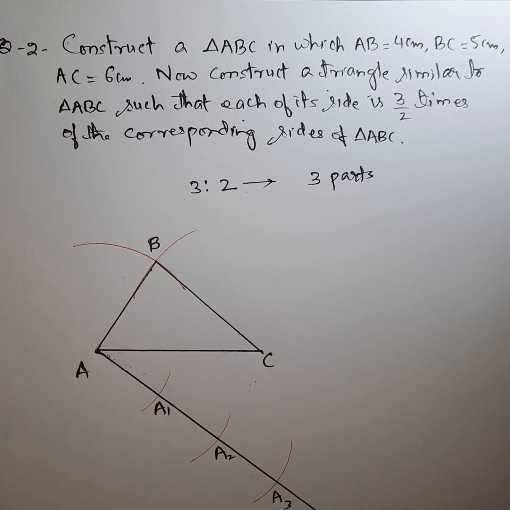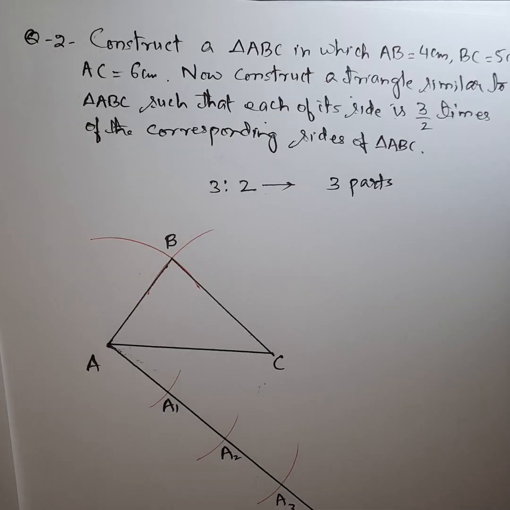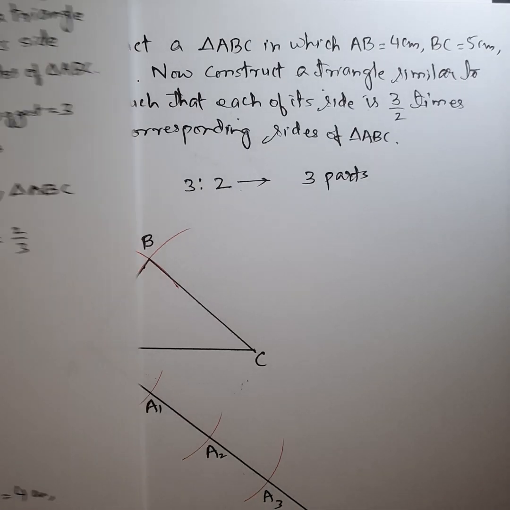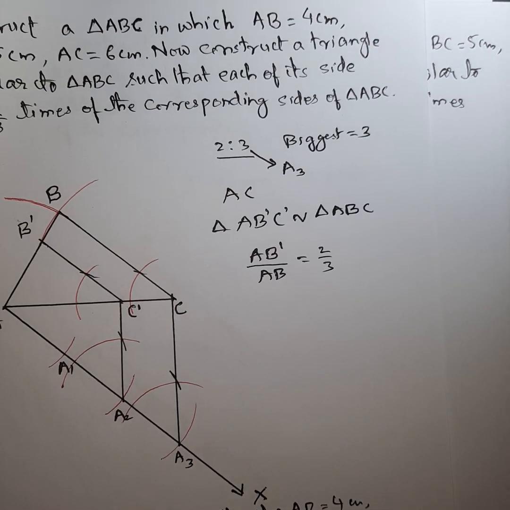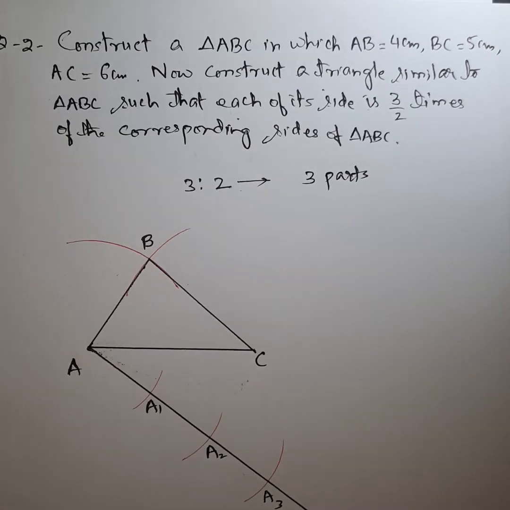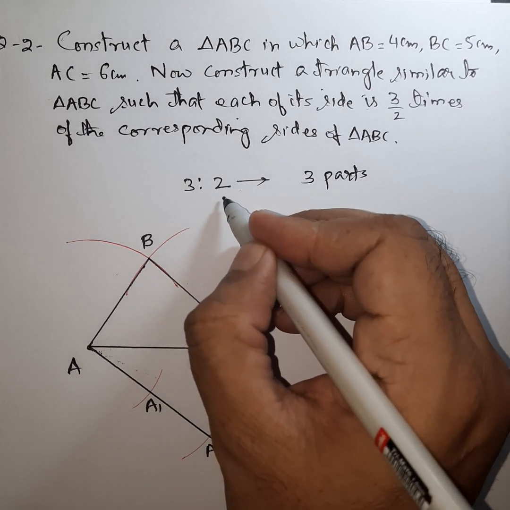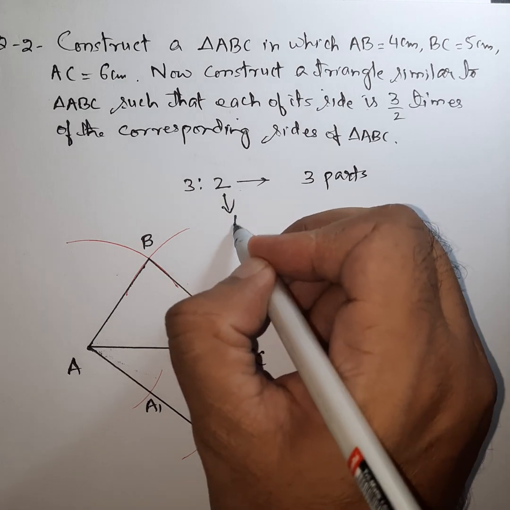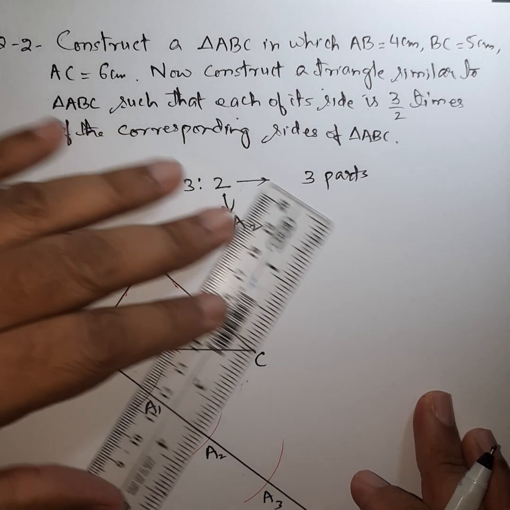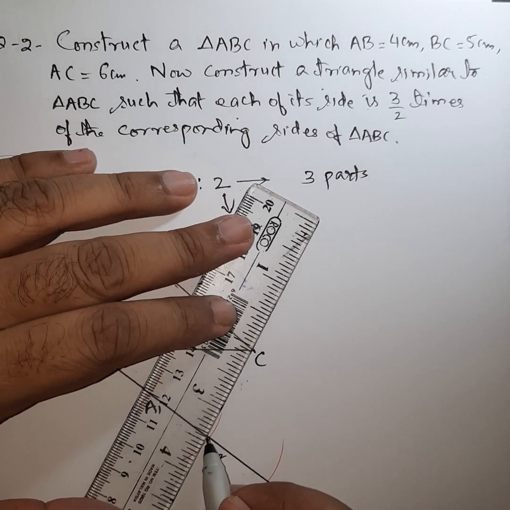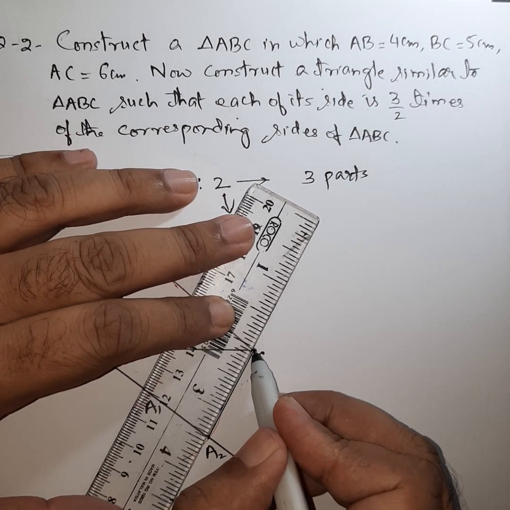Now see, this is the main turning point where you have to remember. Up to here both are same. But earlier you had joined A3 to C. Now you have to join A2 to C, because the denominator is 2. So A2. You have to join A2 to C. This is the difference. You will join A2 to C.